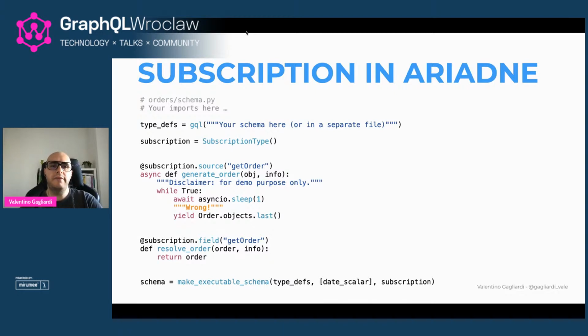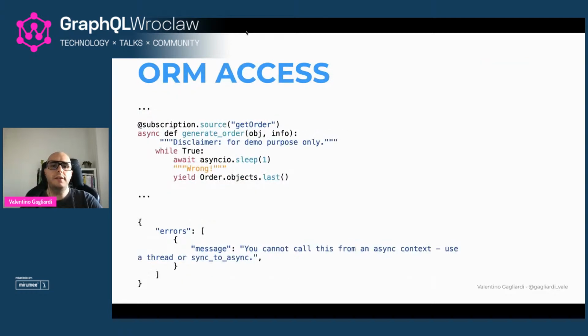Now, what happens if we try to use this code in our Django project? We get this scary error. You cannot call this from an async context. Use a thread or sync to async. As I said before, the Django ORM is synchronous to this day, but there is work in progress for adding the asynchronous layer to the ORM. In the meantime, we need to use an adapter in order to talk from an asynchronous context to the Django ORM.